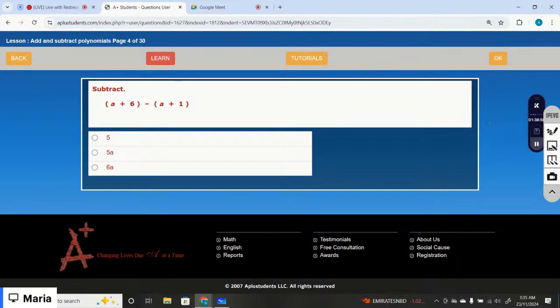Subtract a plus 6 minus a plus 1. The correct option is option number 1. That is 5. Option number 1 is the correct option.